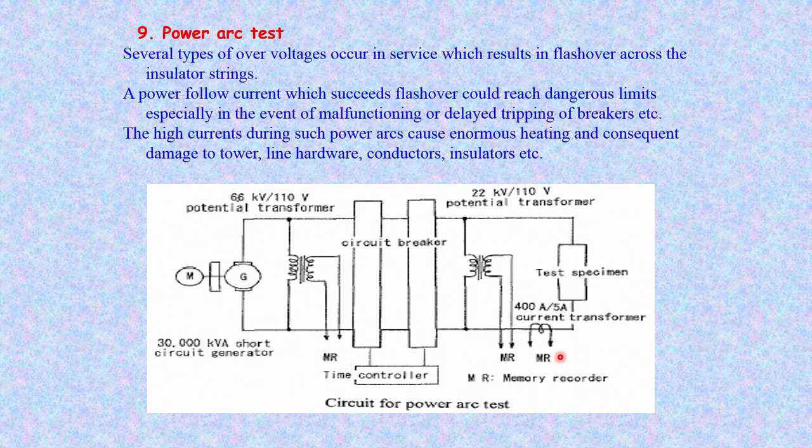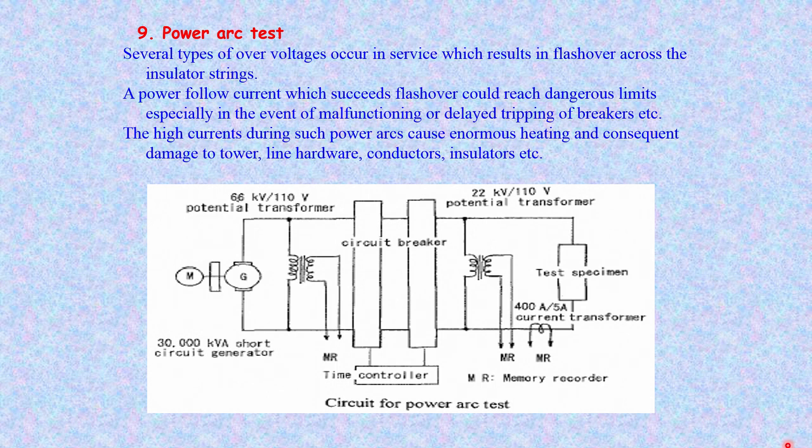Next is the power arc test, as the voltage levels go very high. So, several types of overvoltages which we discussed, lightning, switching or contamination induced overvoltages, which occur in service, could result in flashover across the insulator strings.